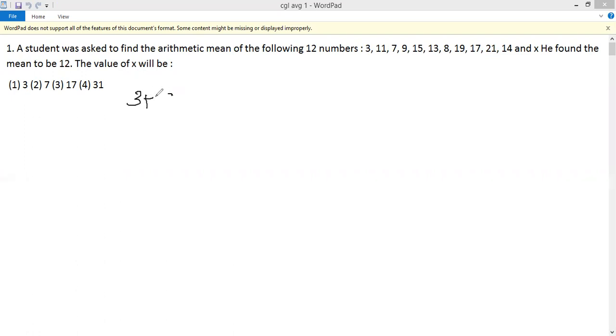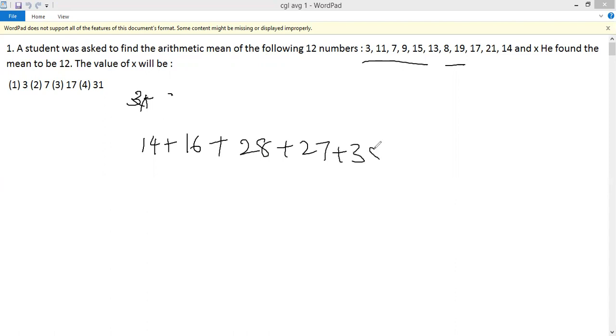3 plus, add all these terms. Okay, tell me exact. 3 plus 11 what? 14. 14 plus 9 plus 7. 7 plus 9 what? 16. 15 plus 13 what? 28. 27. 38 plus 14 plus 6.